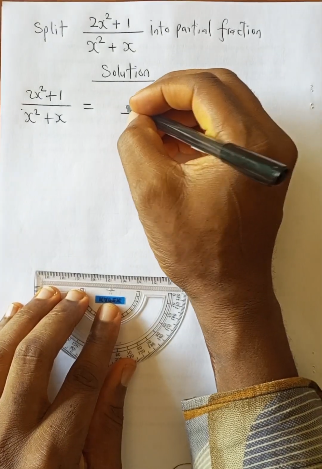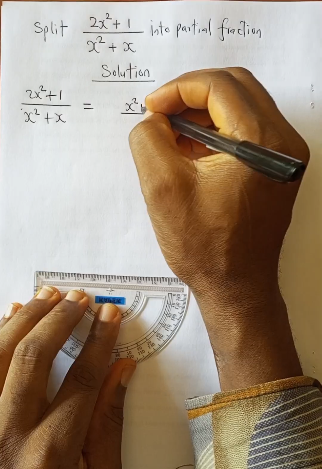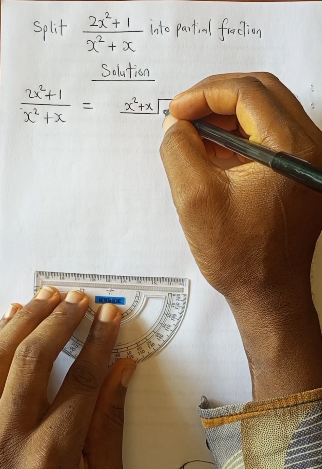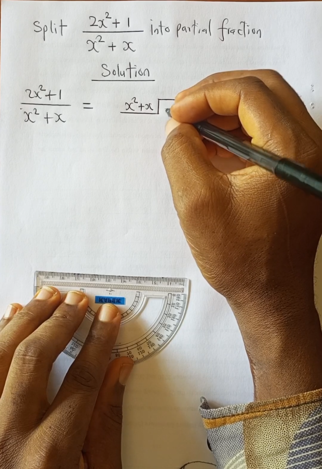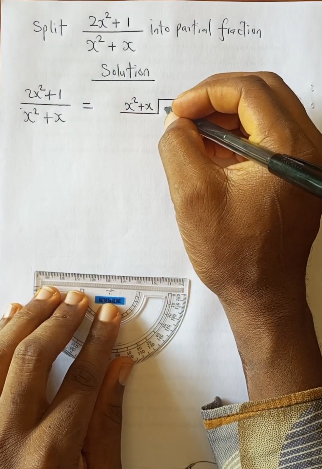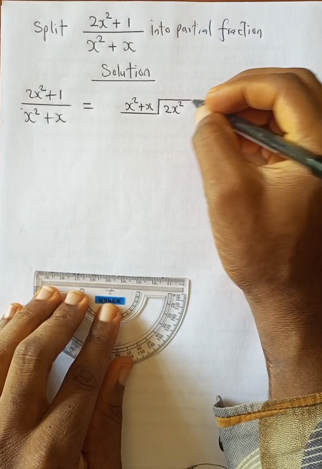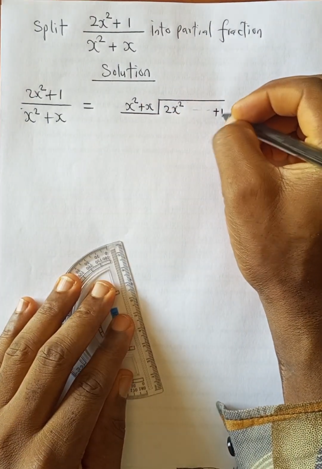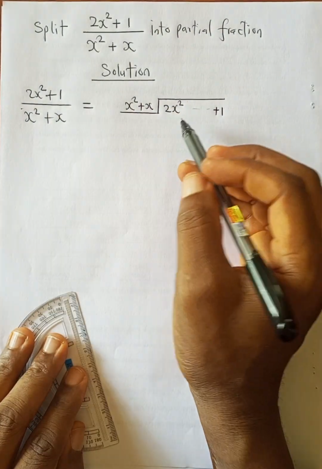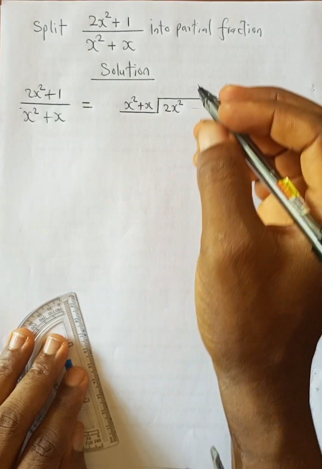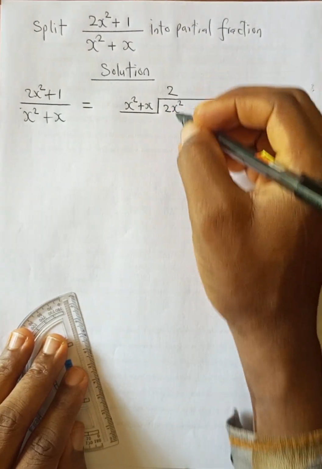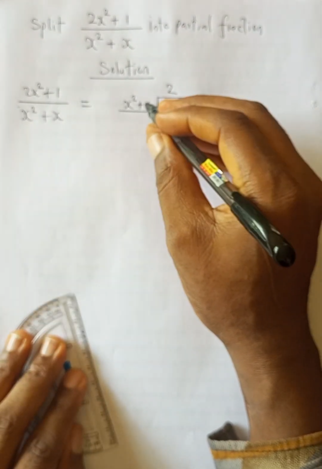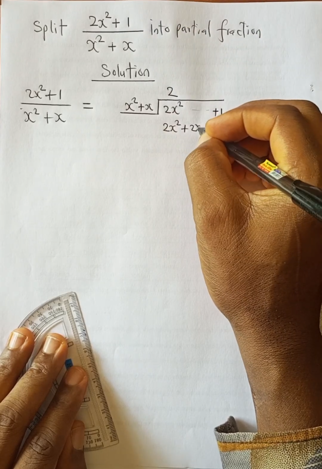So here we have s squared plus s, dividing 2s squared. Since there is no s, let's leave space. Then we'll put plus 1 here. Now watch this. s squared going into 2s squared will give me 2. 2 times s squared, 2s squared. 2 times s, plus 2s.